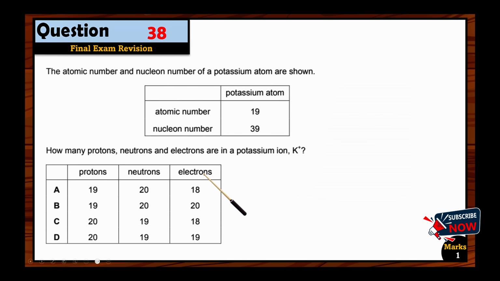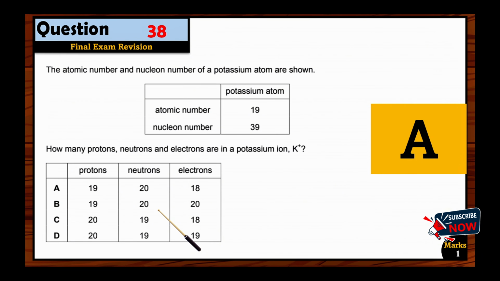Now let's come to electrons. Proton number is always equal to electrons, right? So it should be 19. But we are talking about the potassium ion, and the charge is +1. What does it mean? It means it loses 1 electron. So 19 minus 1 is 18. So it should have 18 electrons now, right? So option A is correct.